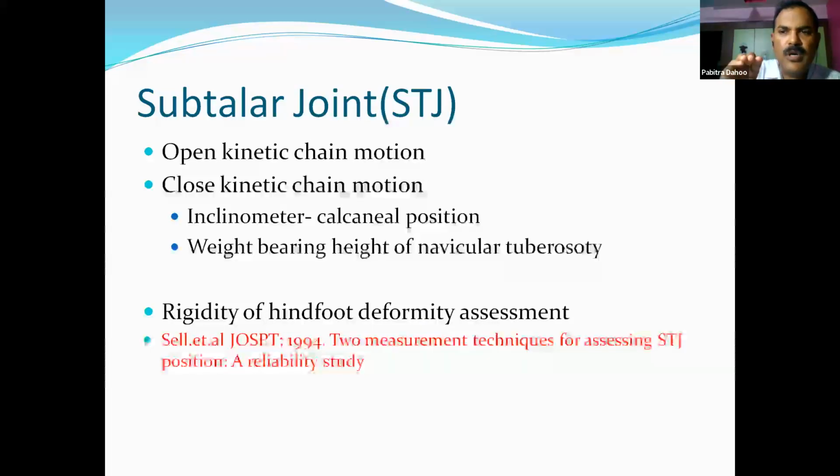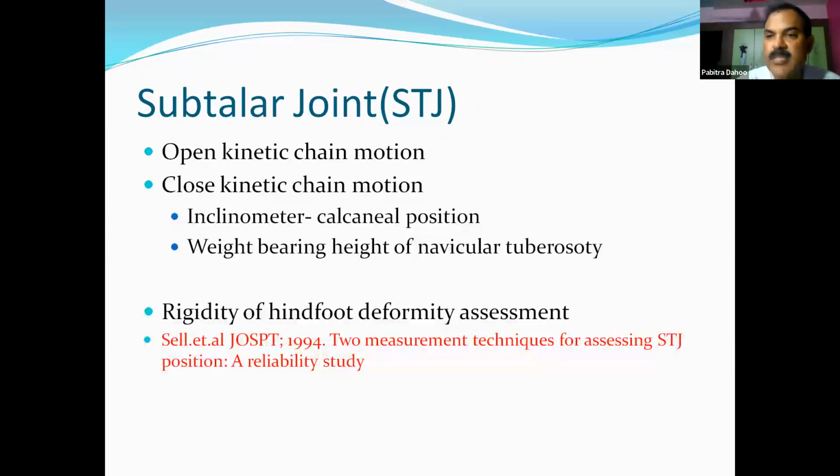Then you try to do eversion and inversion, holding the calcaneum very snugly, and accordingly you can measure the subtalar joint motion. So that is possible in case of open kinetic chain motion of the subtalar joint. But most of the pathology occurs in the closed kinetic chain, when the child is bearing weight. That time, the closed kinetic chain motion is difficult to assess by goniometry.